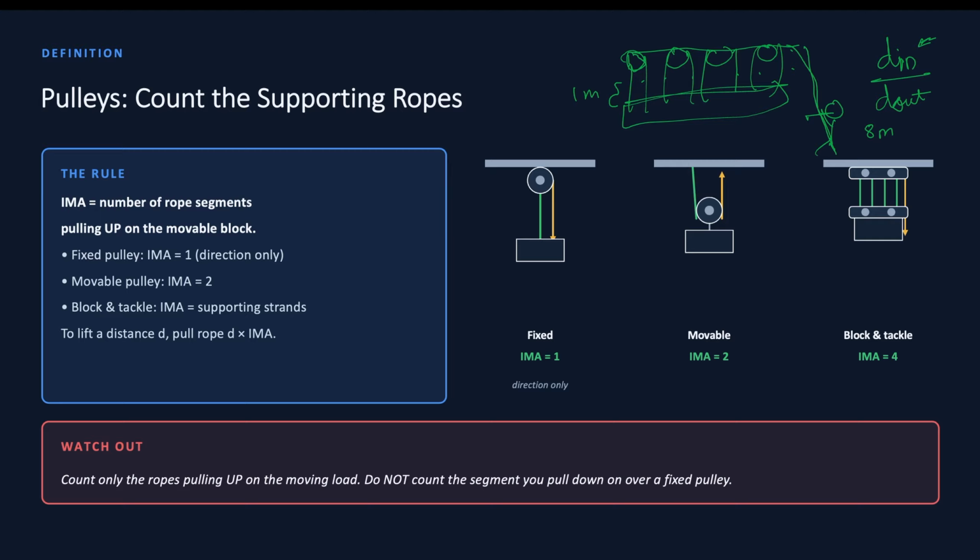And these are the number of rope segments pulling up on the movable block. The reason I specified up is because you might look at this pulley here, and if you're pulling over here, down here, well, that's just 1, because how many ropes are connected to the block? Just 1. Here, you're pulling upwards, holding it from here. Many people think it's just 1 because there's only 1 rope here, but it's actually 2 because you're holding on to 2 ropes.